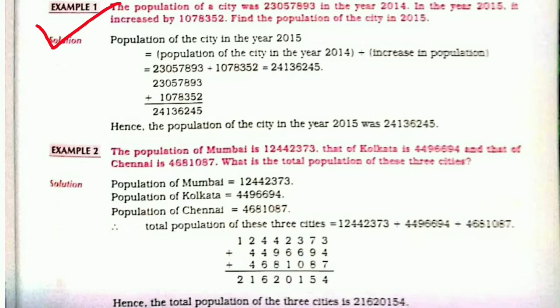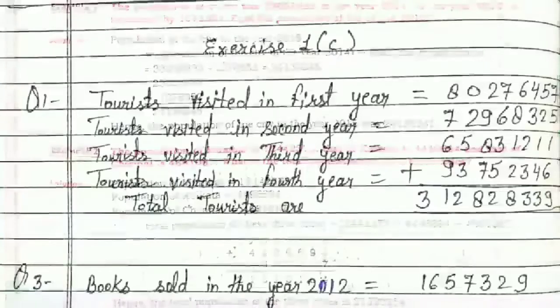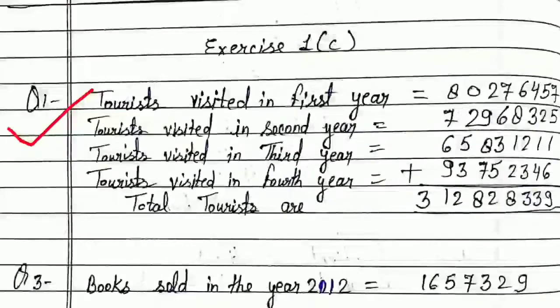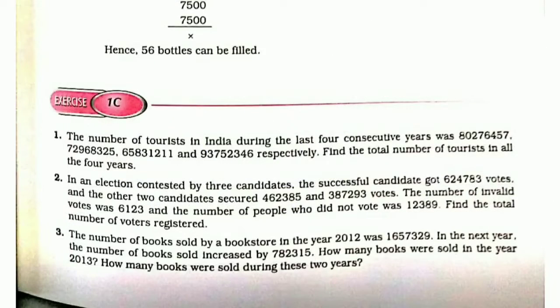Now for question number 1, here we will write all the visitors in the 4 years. Tourists who visited in the first year, then the second year, then the third year, then the fourth year, and then we will add and get the number of total tourists. Now question number 2 is the same as we have done in question number 1. So now we will move to question number 3.